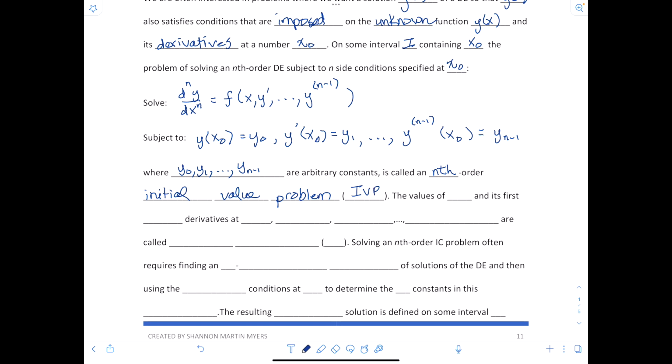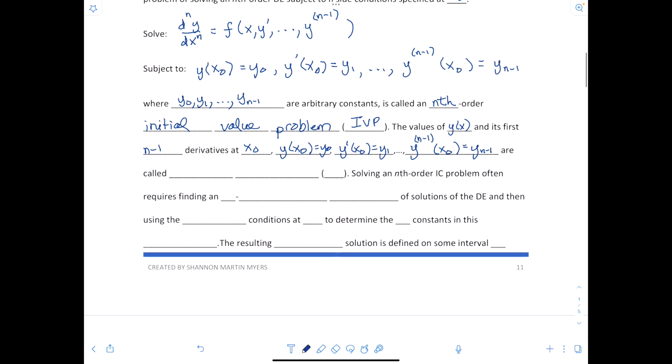The values of y at x0 and its first n minus 1 derivatives at x0. So this business, y at x0 equal to y0, y prime at x0 equal to y1, all the way to the n minus first derivative at x0 equal to y sub n minus 1, are called initial conditions, which, how do you think that one is abbreviated? You got it, IC.